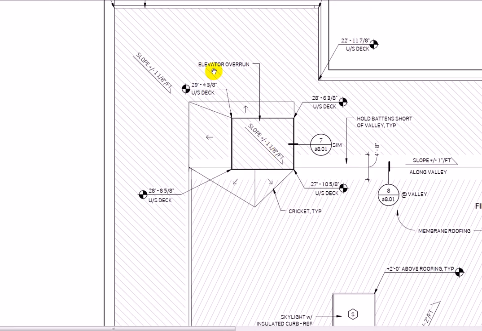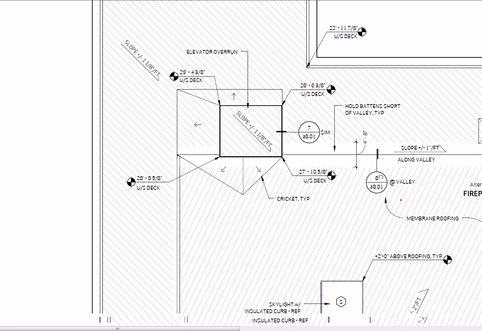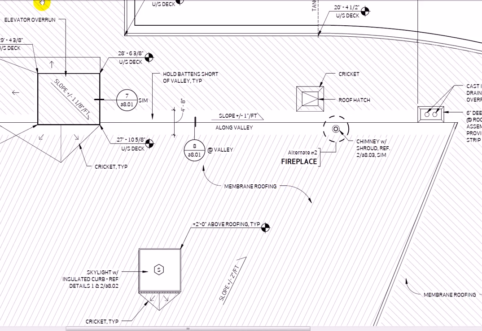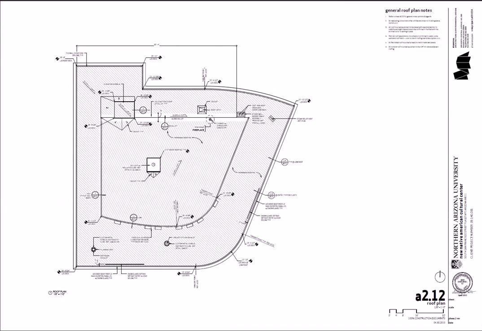So I see a valley. So I see a lot of complicated slopes here. So that's going to help me understand the structure by understanding the architecture. Let's see what else we can see from the architectural drawings here.